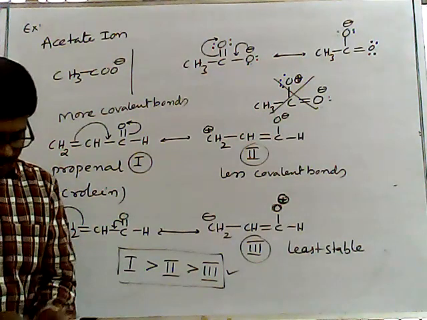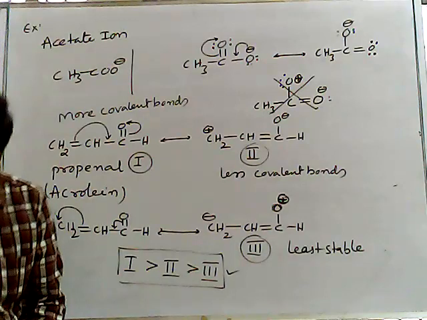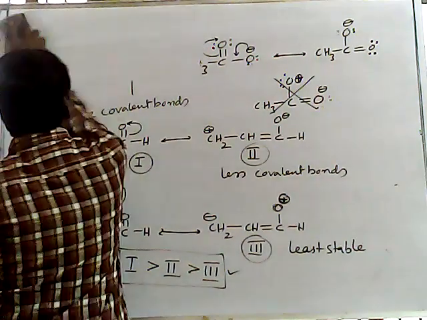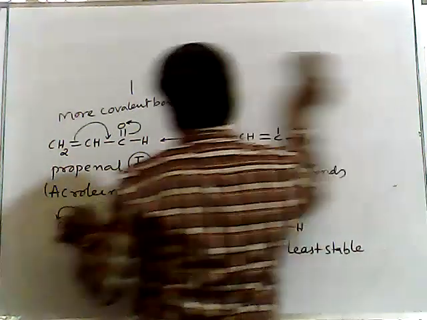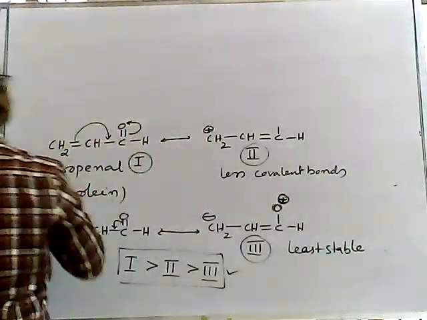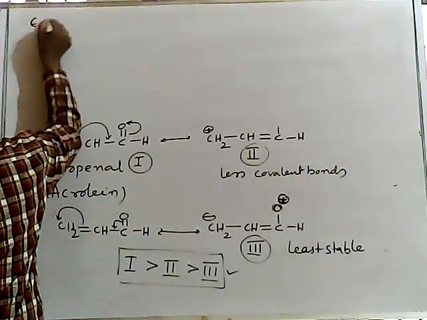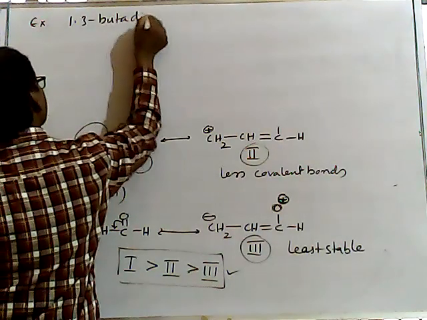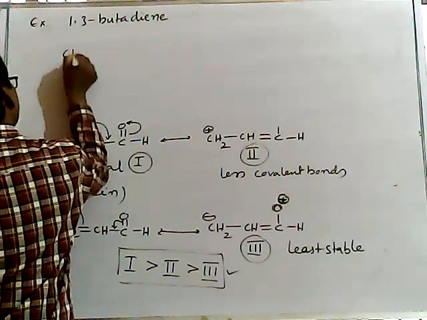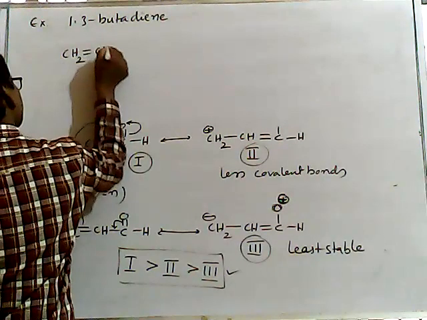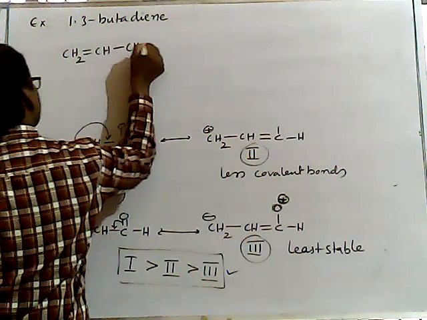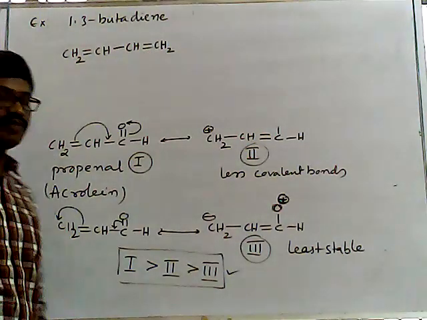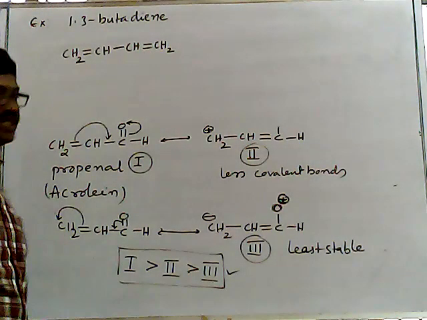Now I am taking butadiene, 1,3-butadiene. How can we write structures for 1,3-butadiene? One more example here, that is 1,3-butadiene. See, CH2 double bond CH single bond CH double bond CH2. This is 1,3-butadiene.